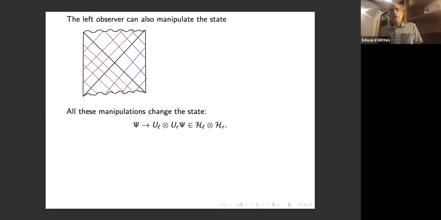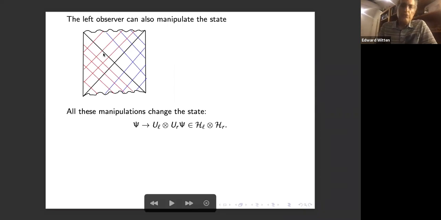Now, I've described that in terms of geometry, that the left and right observers throw particles into the future or the past from either the left or the right. And these particles can reach almost anywhere in the picture. There's precisely one point they can't reach in that picture, which we'll get to in a moment. All these manipulations change the state. So let's look at it from a quantum mechanical point of view.